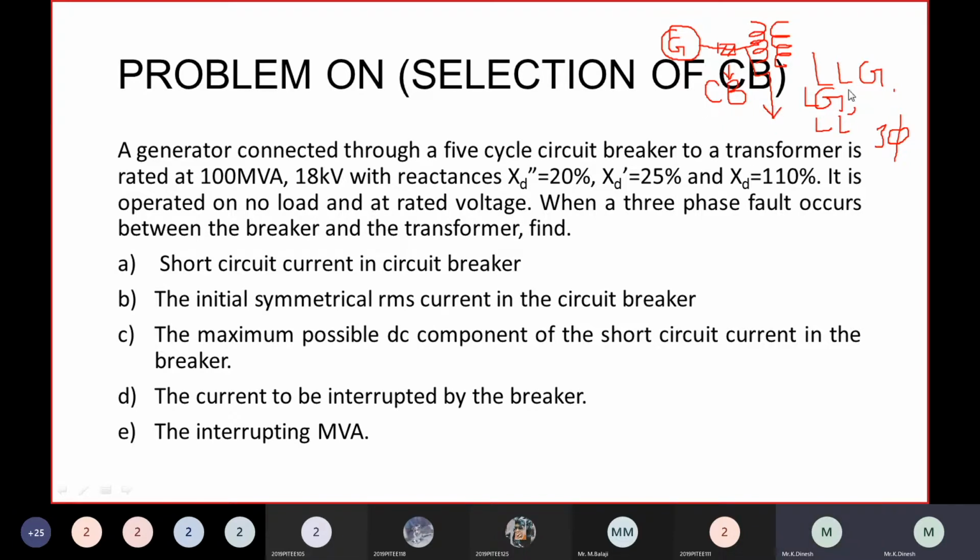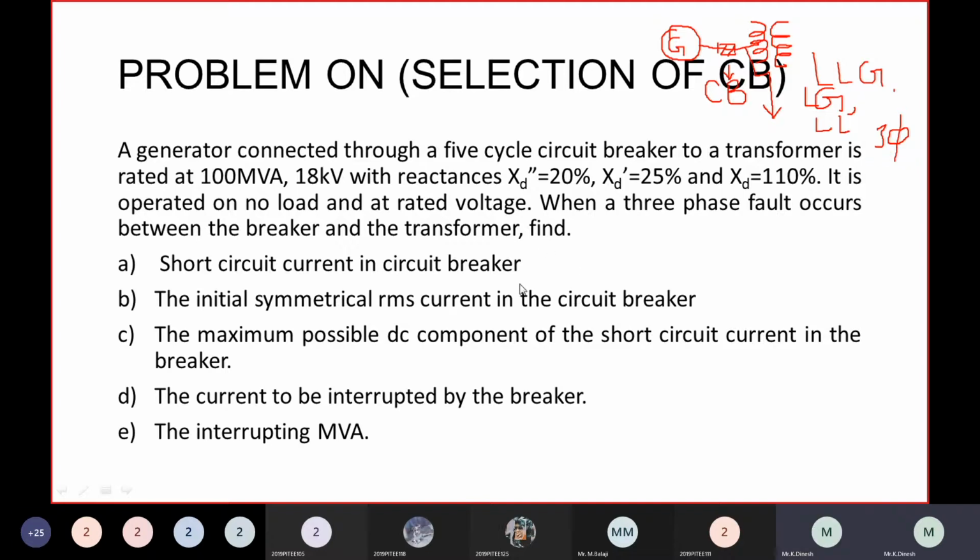Now, fault types. For balanced, we only have the 3-phase fault. For unbalanced, we have line to ground, line to line, and double line to ground. So 3 categories for unbalanced, 1 category for balanced.